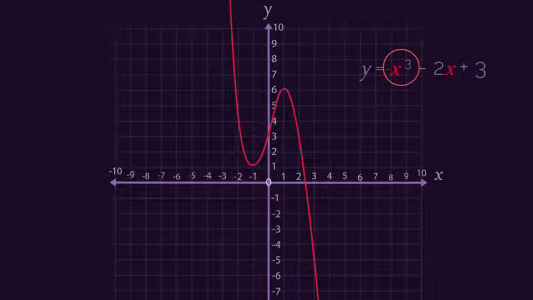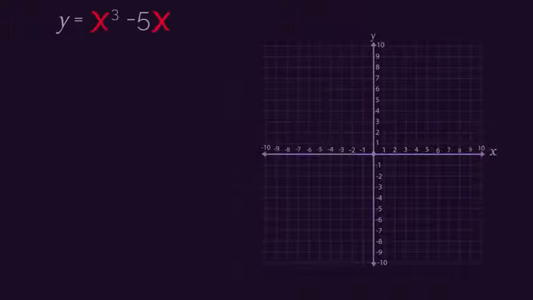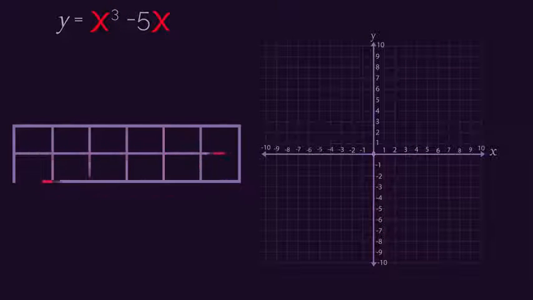So let's look at an example. We want to plot y equals x cubed minus 5x on our graph. It is a positive x cubed, so we know we're expecting something like this. So we start with our table of values, and we will need at least 5 sets of coordinates for cubics. I always start with 0, so let's substitute that into the equation.